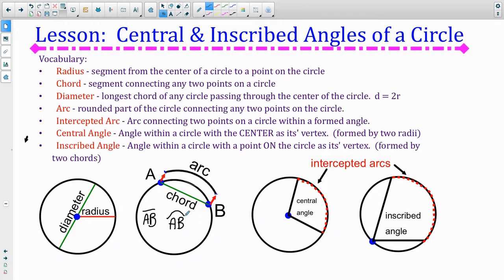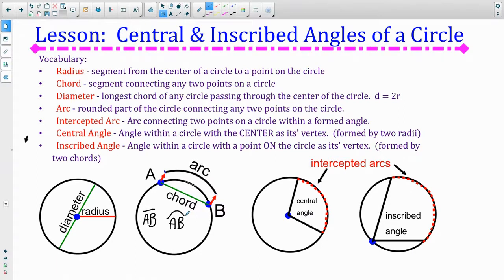And then finally, the main idea of this lesson are central angles and inscribed angles. A central angle is an angle within a circle with the center as its vertex. It's always formed by 2 radii. As you can see in the third picture, that's a central angle. The vertex is the center and formed by 2 radii.